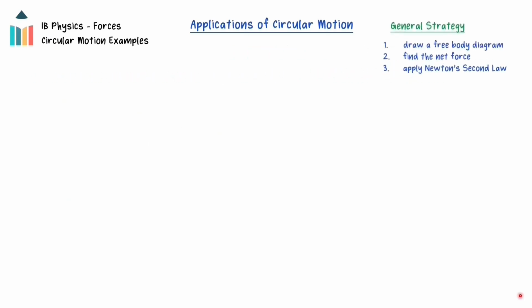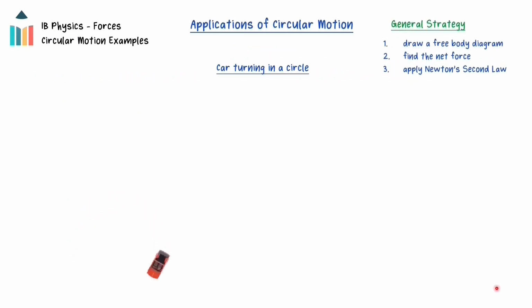Circular motion can be used to explore the motion of vehicles as they turn. If we consider a car turning in a flat circle with a constant speed and radius, the net force creating the circular motion is the force of friction between the tires and the road.